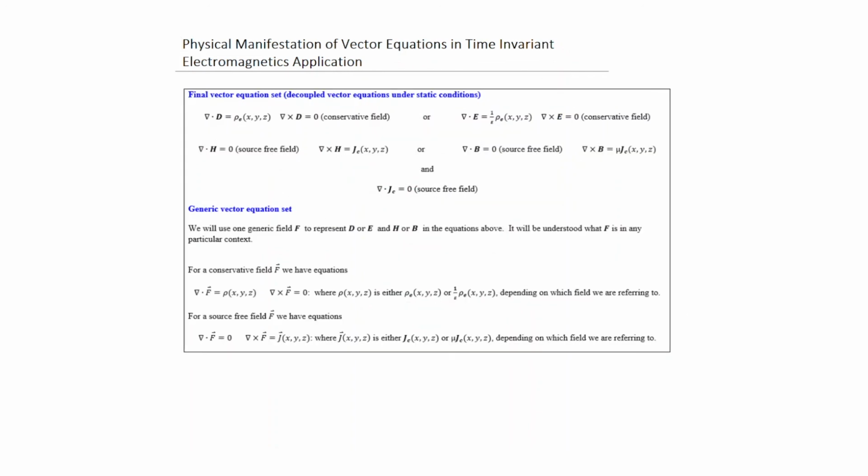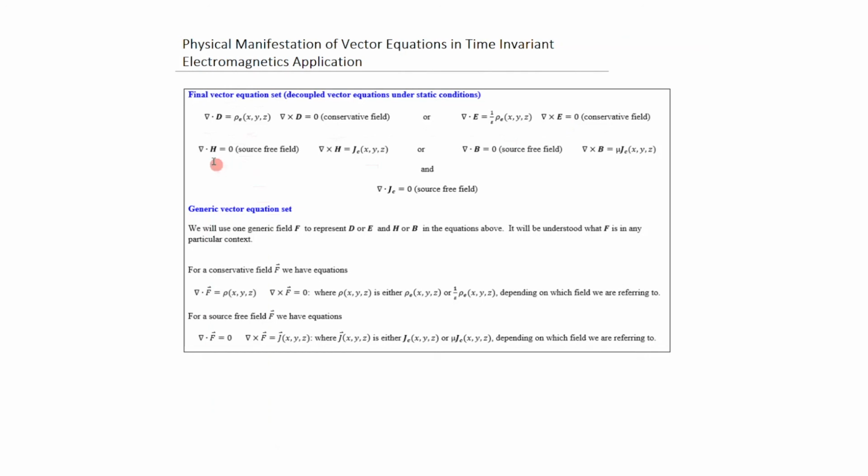Okay, so we're now nearing the end, and these are finally the types of equations we're going to work with. The final vector equation set: these are decoupled vector equations under static conditions, or time invariant. We'll have divergence of D equals rho_e(x,y,z), and the curl of D equals 0. So that's a conservative field. Or, if you want to write everything in terms of E, then the divergence of E is 1 over epsilon rho_e, and the curl of E equals 0. So two different ways of writing it, given that D and E are related to each other.